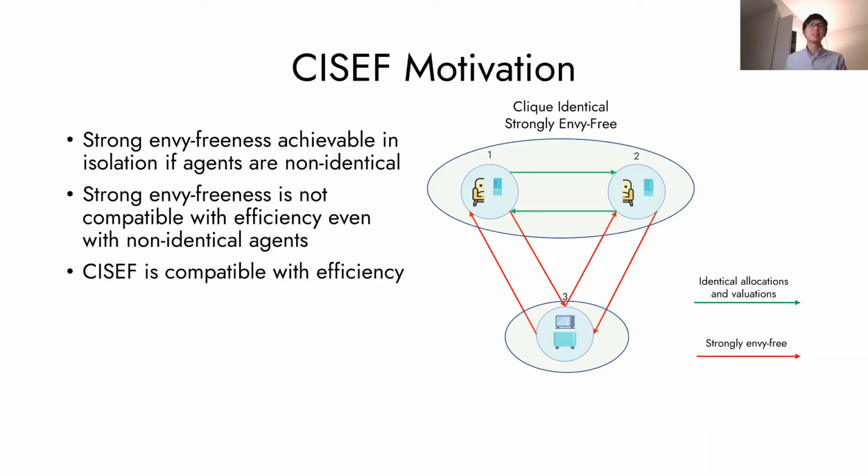Why do we introduce this new definition of fairness? Well, strong envy-freeness is a desirable property in isolation and can be achieved unless all agents have identical value functions. And if we could achieve this, we could then use this property in our online algorithm for some good results. However, it's not actually compatible with efficiency. In contrast, we define CISEF in a way such that it is compatible with efficiency.